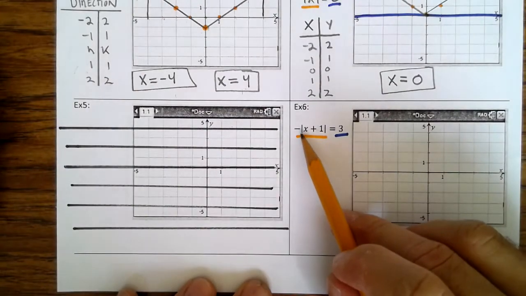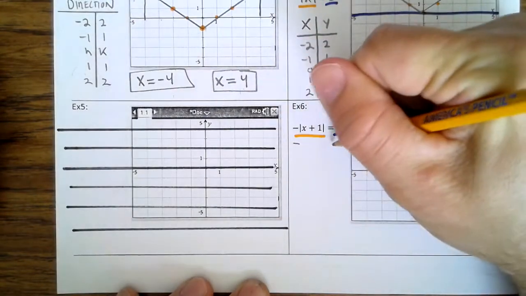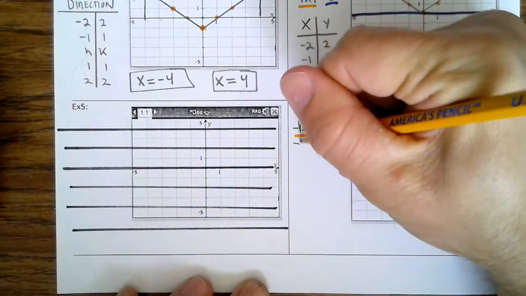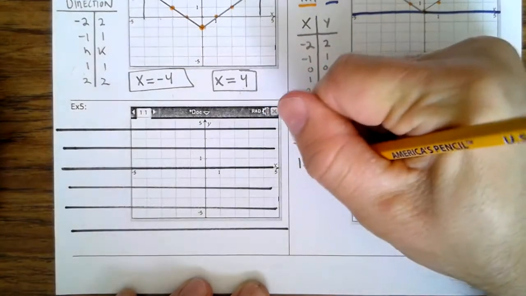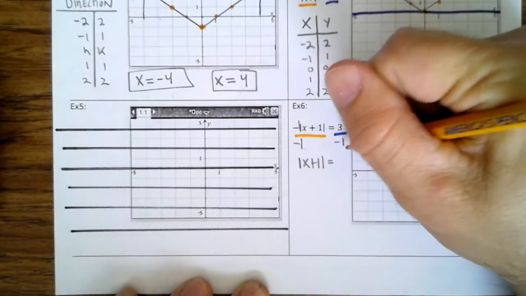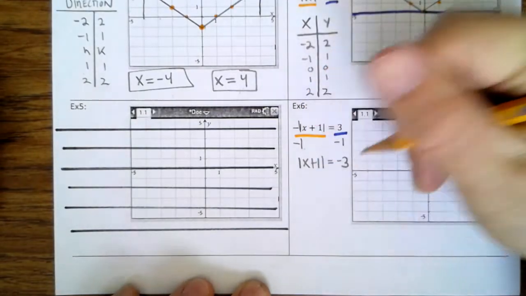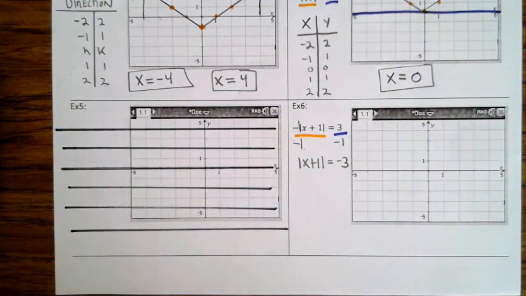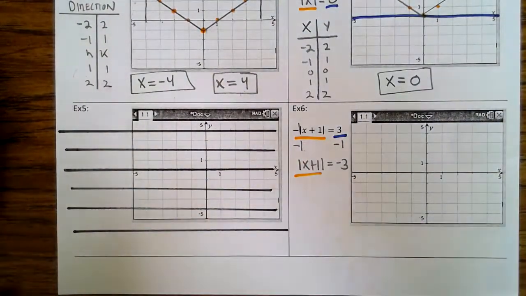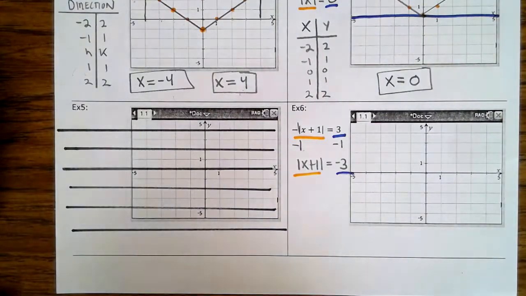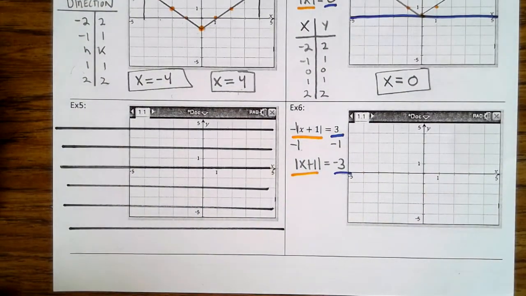All right, now let's look at example 6. So first thing we're going to do is isolate the absolute value. So in this case, we're going to divide both sides by negative 1. Negative divided by negative is a positive, so you're left with the absolute value of x plus 1 equals 3 divided by negative 1, which is negative 3. All right, now we're going to graph the left side by direction, and then we'll use the calculator to verify the points. And again, when you do it, you can either do the direction or graph using your calculator.